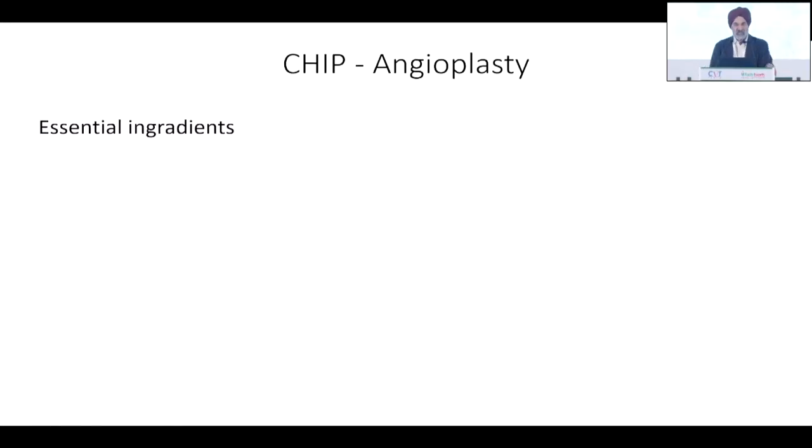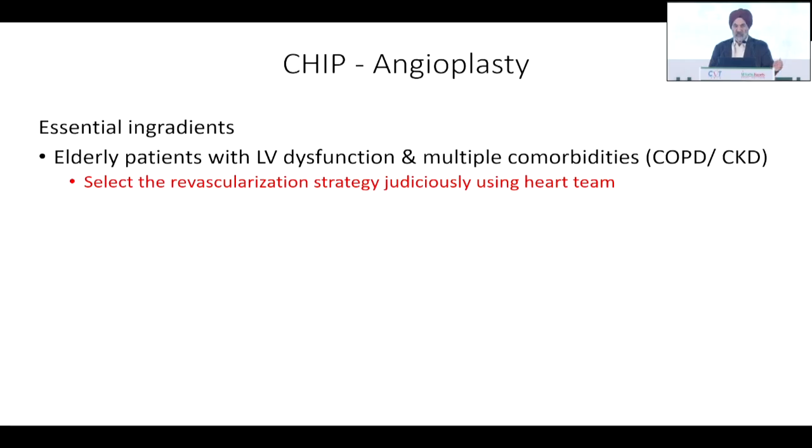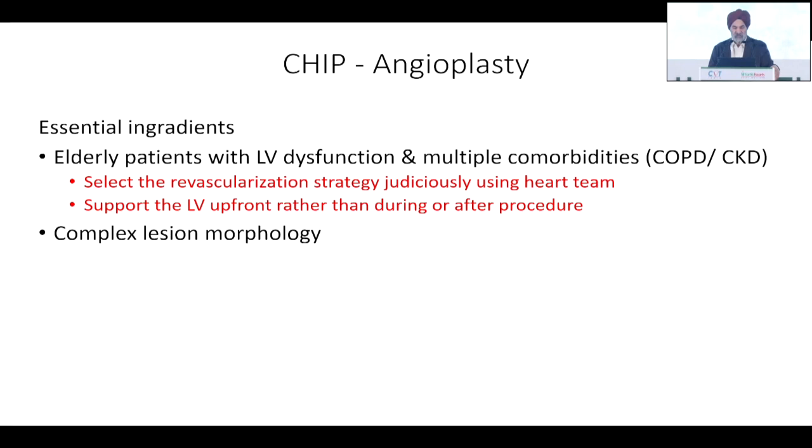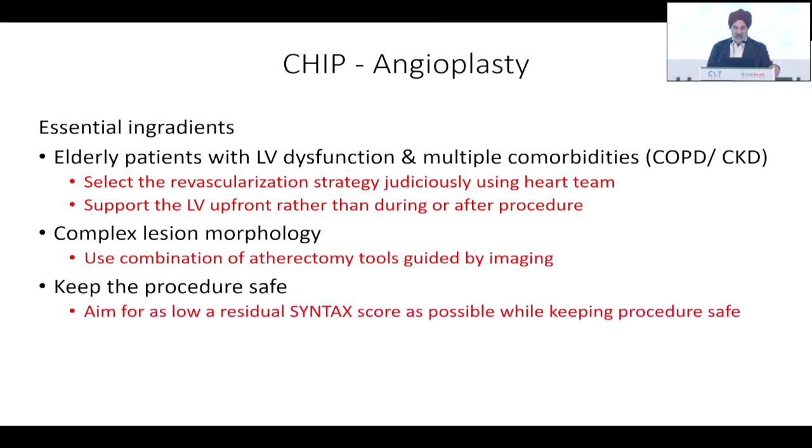So the essential ingredients of a CHIP angioplasty are that these patients are invariably elderly with LV dysfunction, and they have multiple comorbidities. So you have to choose your revascularization strategy very judiciously and using the heart team. You have to support the LV upfront rather than doing it during or after the procedure. They have complex lesion morphologies, which mandates that you use a combination of atherectomy tools, and you should always try and keep the procedure simple.